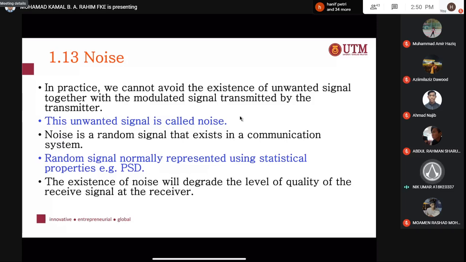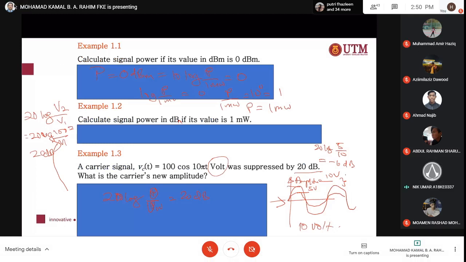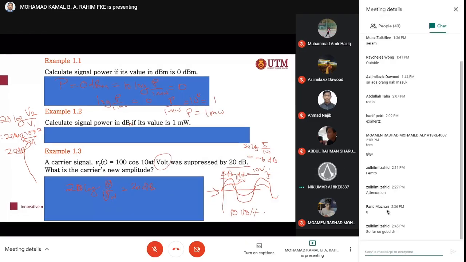You have to minus 10 from 100, so it becomes 90. What do you mean? Because you suppress, that means the amplitude must be less, definitely. You cannot have more. So the final answer is suppress with a negative 20 dB, it means that is equal to minus 20 dB. I think you just follow the steps and you can get the answer.